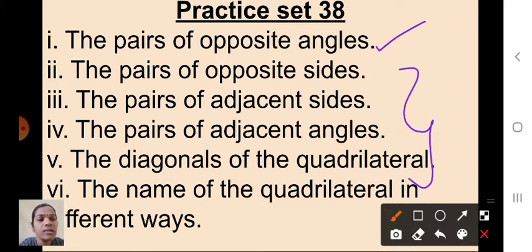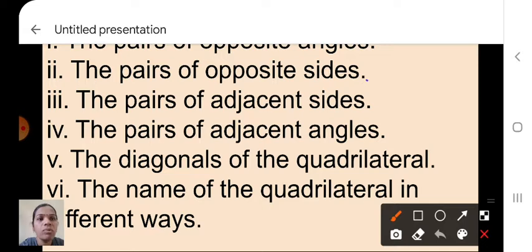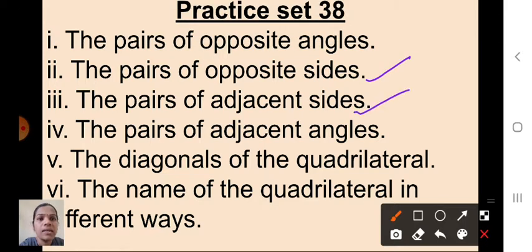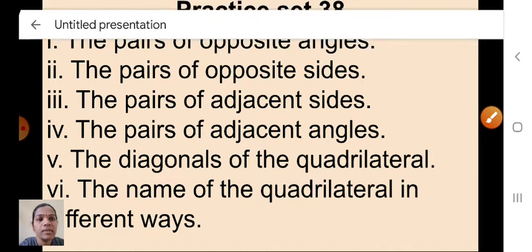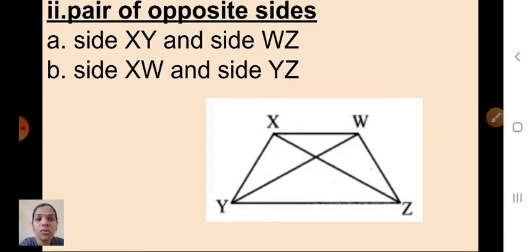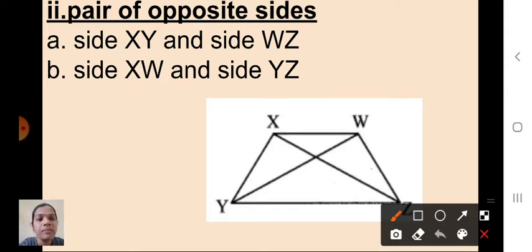Okay, children, what is the second one? The pair of opposite sides, the pair of adjacent sides, the pairs of adjacent angles, and the diagonals of the quadrilateral. The next one is to name the quadrilateral in different ways. We will see one by one. First of all, you have to draw the quadrilateral. The name of the quadrilateral, as I told, is WXYZ.